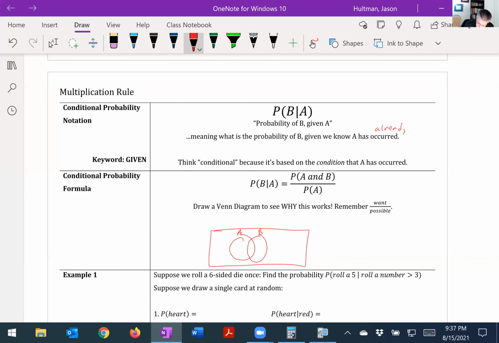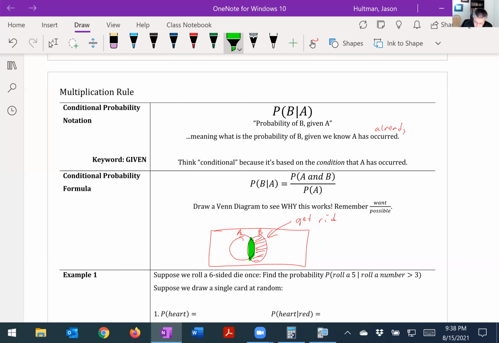So what we want to do is exclude anything that is not in A. We want to exclude anything that is not an A here, so we want to get rid of all of this stuff. For the probability of B given that A already occurred, we get rid of this and focus only on the highlighted portion.